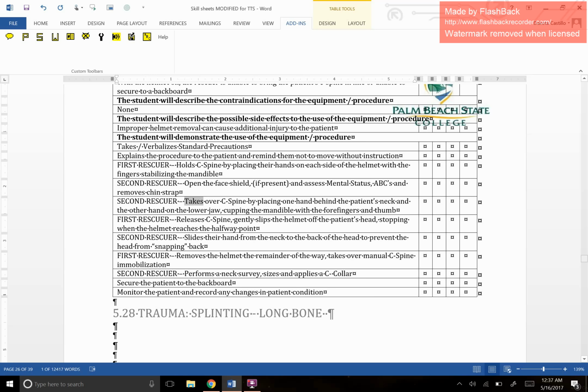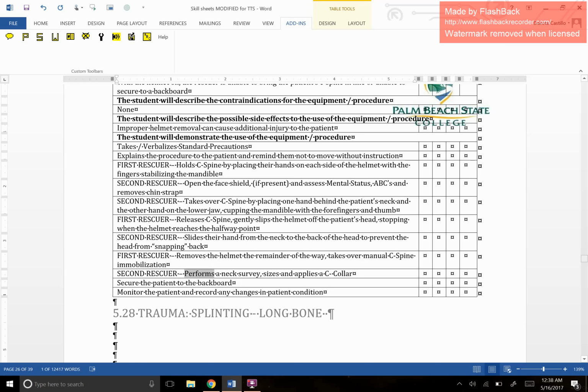Second rescuer takes over C-spine by placing one hand behind the patient's neck and the other hand on the lower jaw, cupping the mandible with the forefingers and thumb. First rescuer releases C-spine, gently slips the helmet off the patient's head, stopping when the helmet reaches the halfway point. Second rescuer slides their hand from the neck to the back of the head to prevent the head from snapping back. First rescuer removes the helmet the remainder of the way, takes over manual C-spine immobilization.